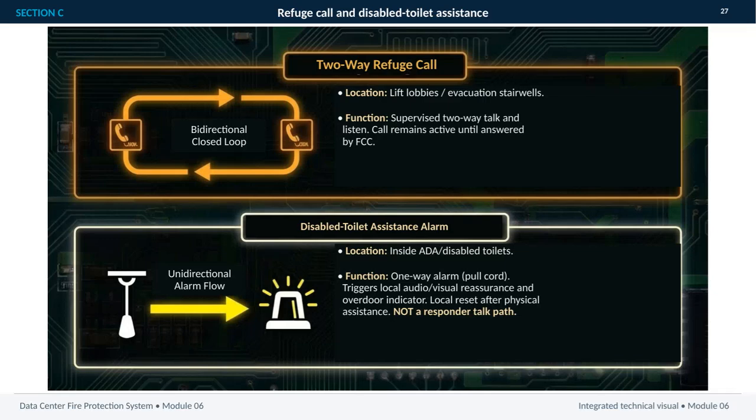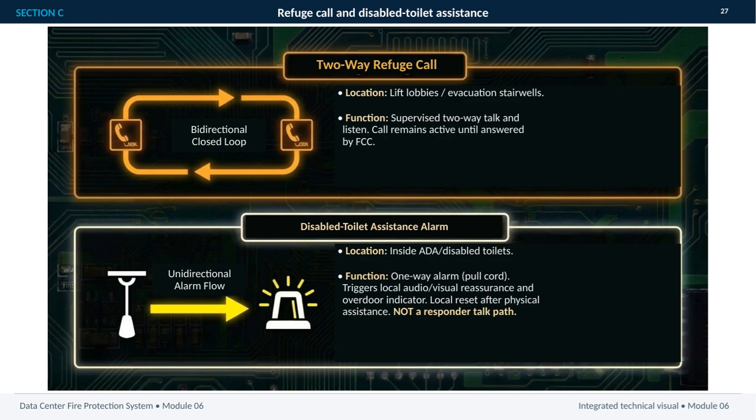This slide distinguishes 2 emergency communication functions that may appear similar, but operate very differently. The first is the two-way refuge call, located in lift lobbies and evacuation stairwells. It creates a supervised bidirectional conversation, allowing people in the refuge area to both speak and listen. Importantly, the call remains active until it is answered by the FCC, so it is intended as an ongoing responder communication path rather than a momentary alarm.